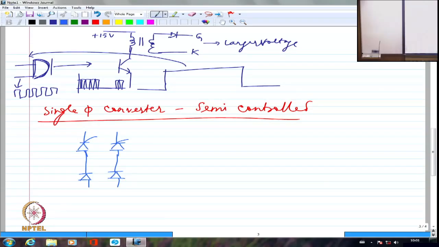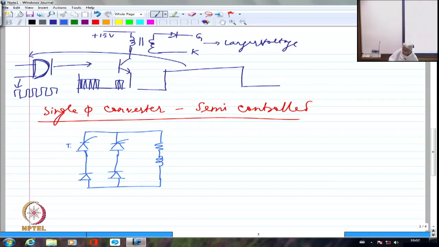I can even draw in one leg both of them thyristor, in the other leg both of them diode. There is nothing wrong, but I want to be uniform over 3-phase and single phase. So in 3-phase, if I am talking about semi-controlled, I have to have 3 on the top probably, or at the bottom probably as SCRs, and at the top, if I have assumed SCR, at the bottom I should have all the 3 as diodes. So this is a semi-controlled converter, and let me talk about this with RL load.